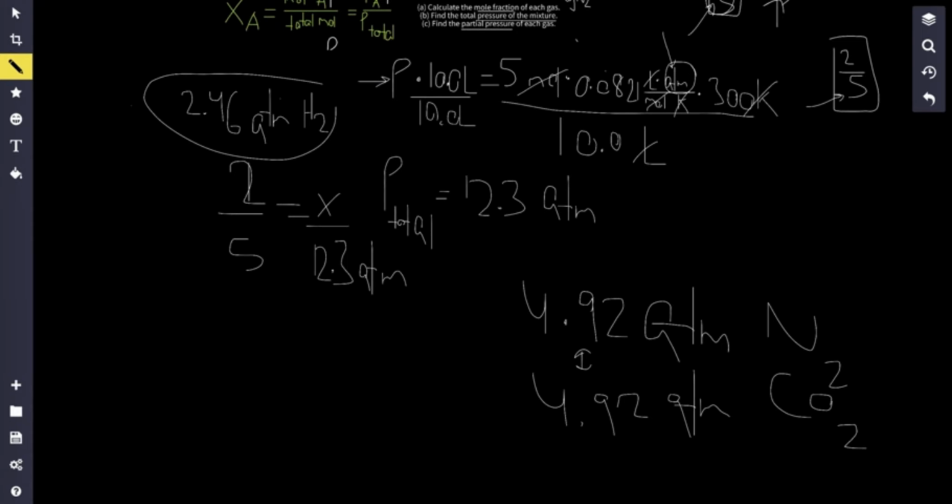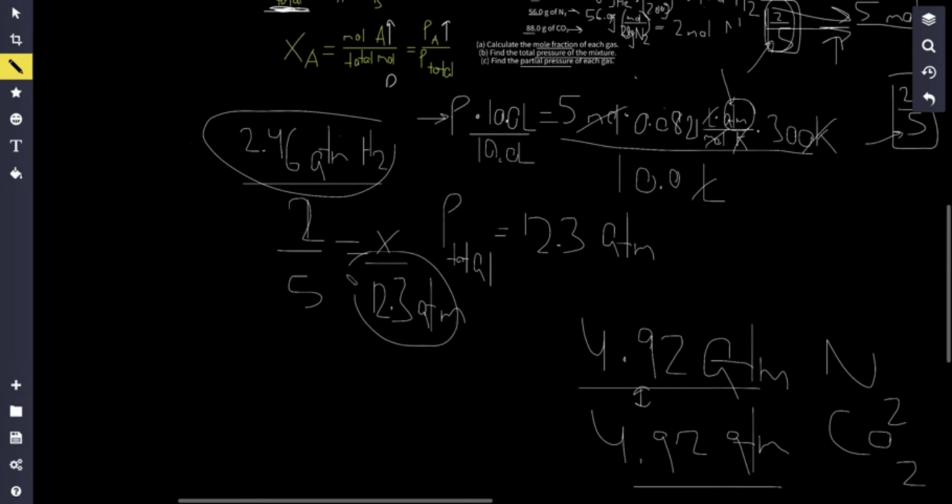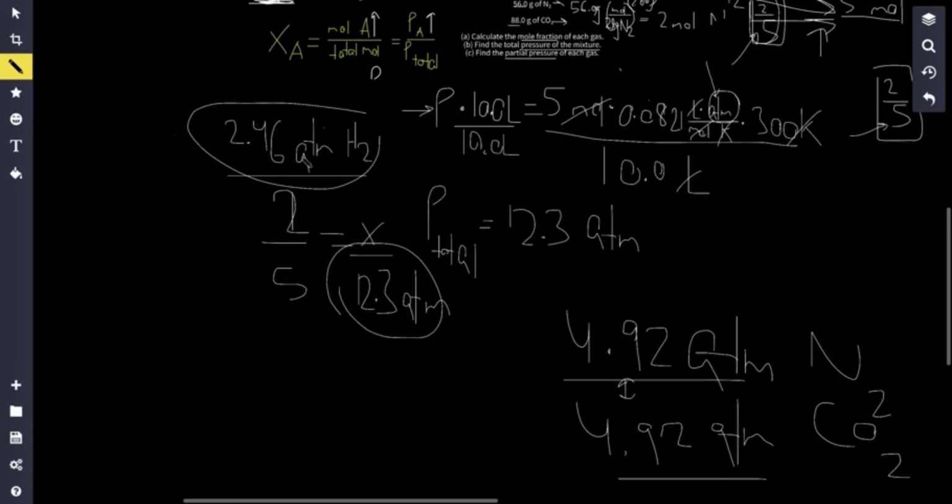And if I actually add all these values up together, so if I add up 2.46 plus 4.92 plus 4.92, notice how I get back to 12.3, which is the total pressure. Remember, all the partial pressures added together should lead you to the total pressure. That should kind of make sense.